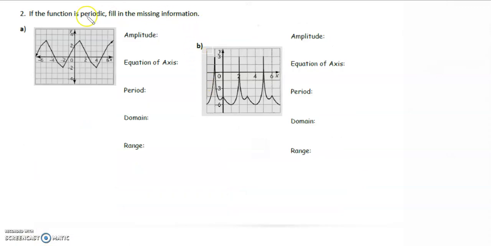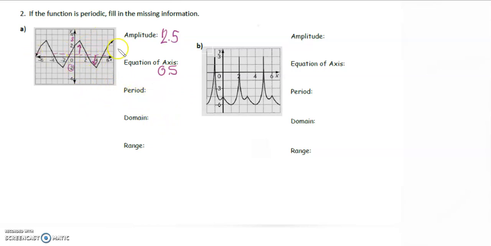Okay, number 2, if the function is periodic, fill in the missing information. So A is definitely periodic. I'm going to actually do equation of axis first. So what's the middle number? The top number is 3, the bottom number is -2. So the middle number is 0.5. So the amplitude, it goes from 0.5 up to 3, and then from 0.5 down to -2. So the amplitude is 2.5. Up 2.5 and down 2.5.